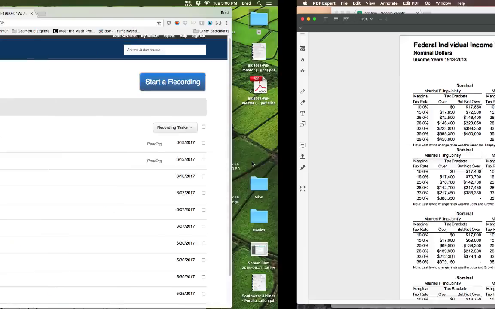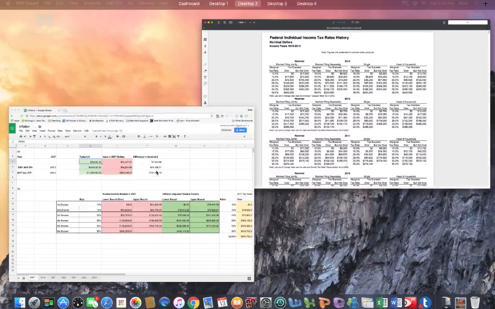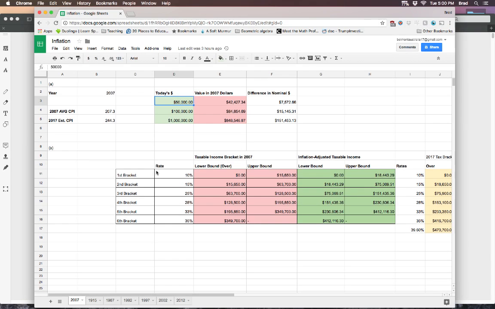So what that means is, sorry, went a little too quick, here I've compiled, I actually did it for 2007 and 1915, just to show you some vast differences between those years and what inflation can really do over time. Here I've gathered the 2007 average CPI, in other words, my year right here. I gathered the 2007 average CPI, which I got from the source we used in our notes, as well as the estimated CPI for 2017.